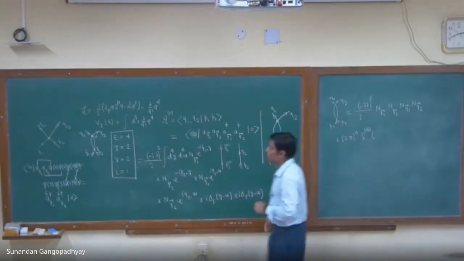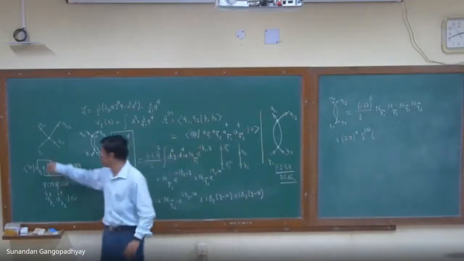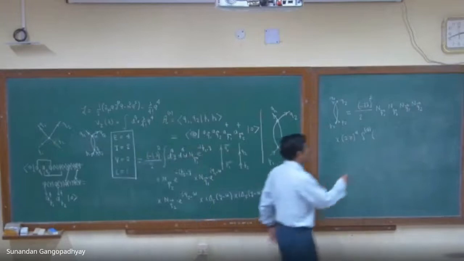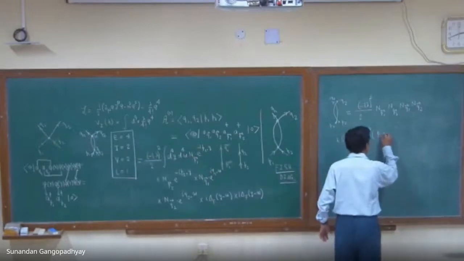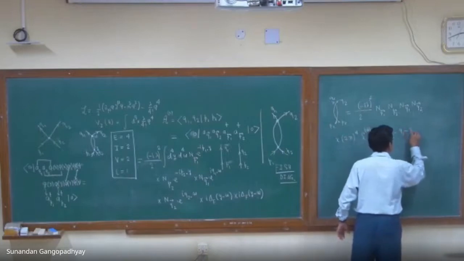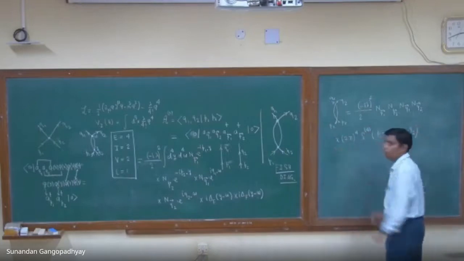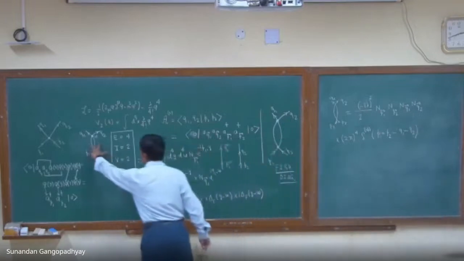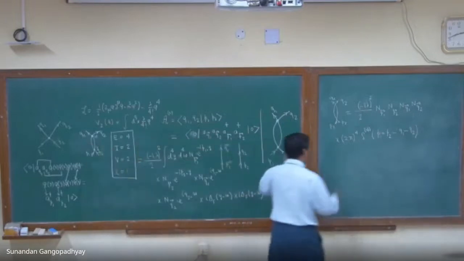What is the overall momentum conservation? 4 momentum conservation. P1 plus P2 must be equal to Q1 plus Q2. So we will have P1 plus P2 minus Q1 minus Q2. So this is the overall 4 momentum conservation. So everything is taken care of except these two propagators, the loop.